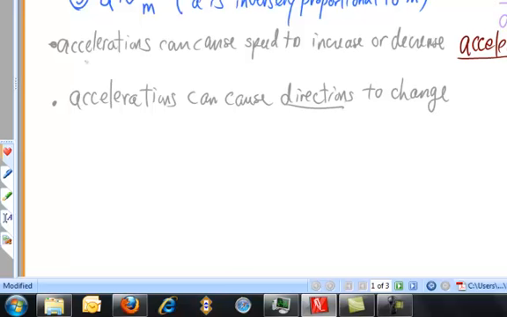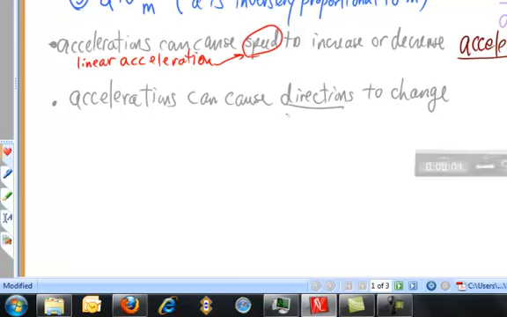You remember that velocity is a vector quantity, so anytime the direction of the velocity changes, then we say the object is accelerating. We have names for these types of acceleration. When an object changes its speed, we say that the object experiences linear acceleration. When an object changes its direction, we say that the object experiences centripetal acceleration.